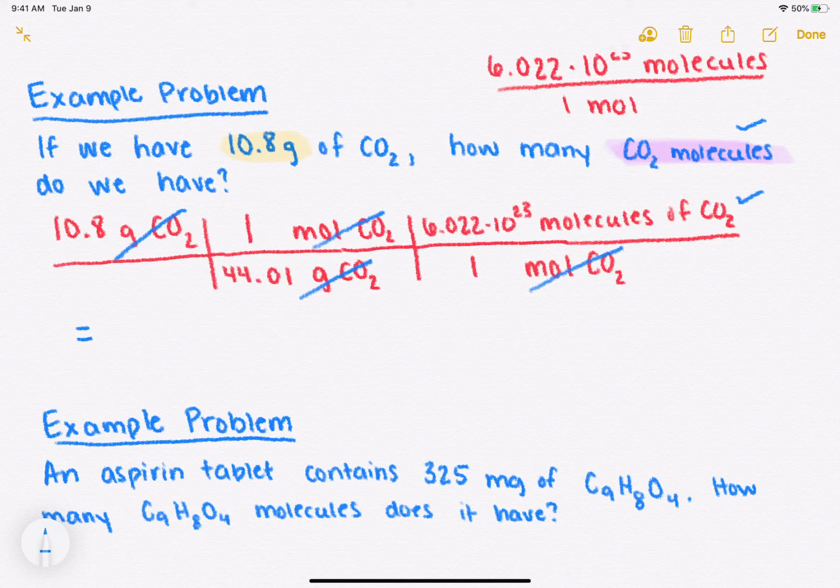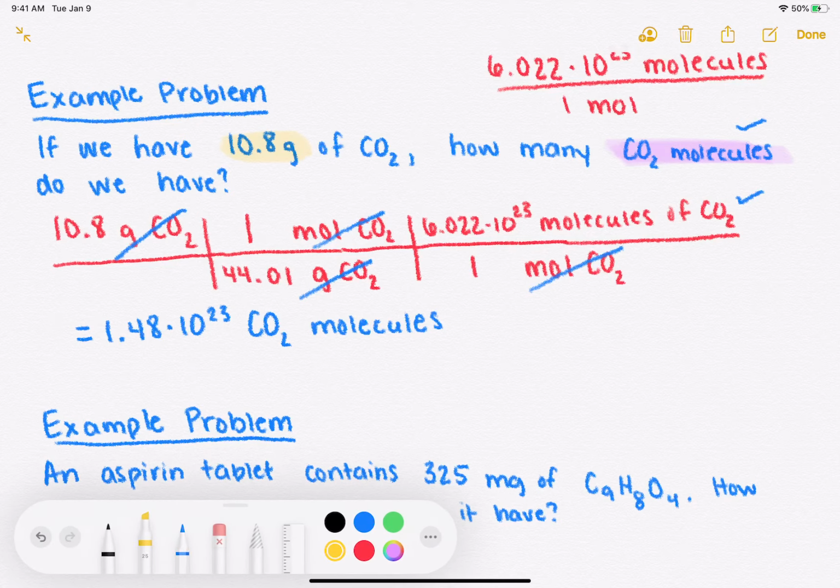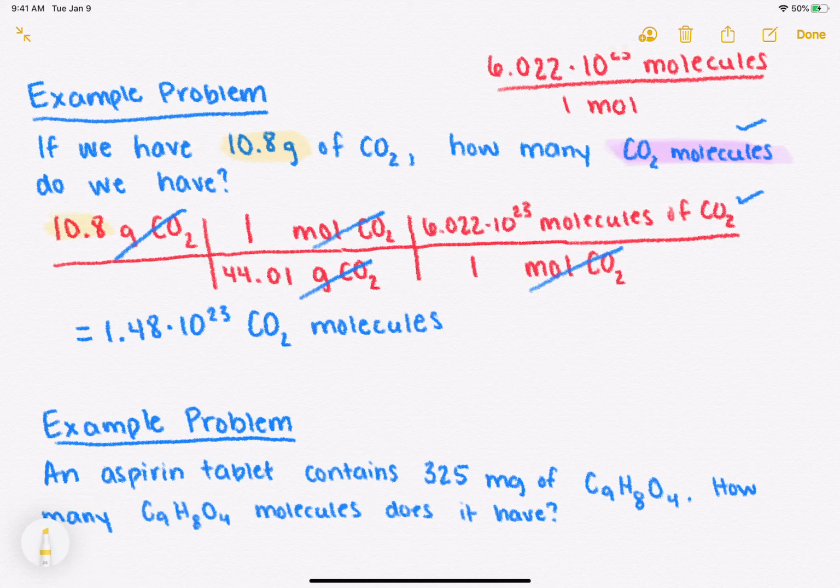So after you solve this problem, you should get 1.48 times 10 to the 23rd CO2 molecules. And notice we're rounding to 3 significant figures because out of our measured values, this one has the fewest number of significant figures. Notice we don't count the ones because those are exact values.